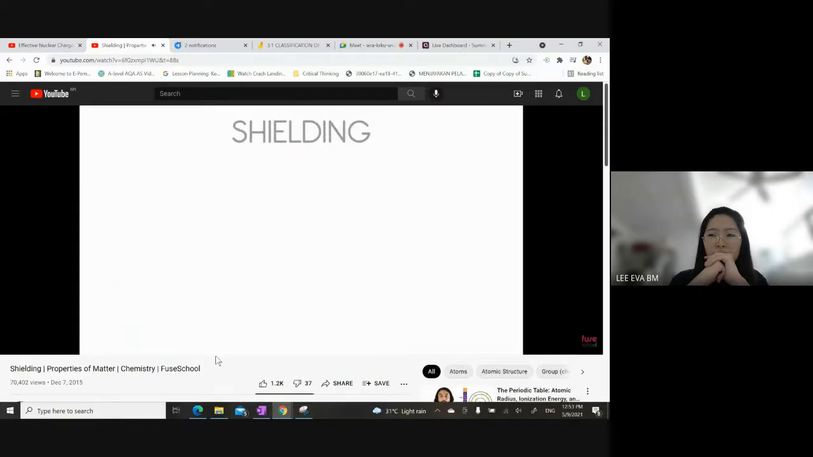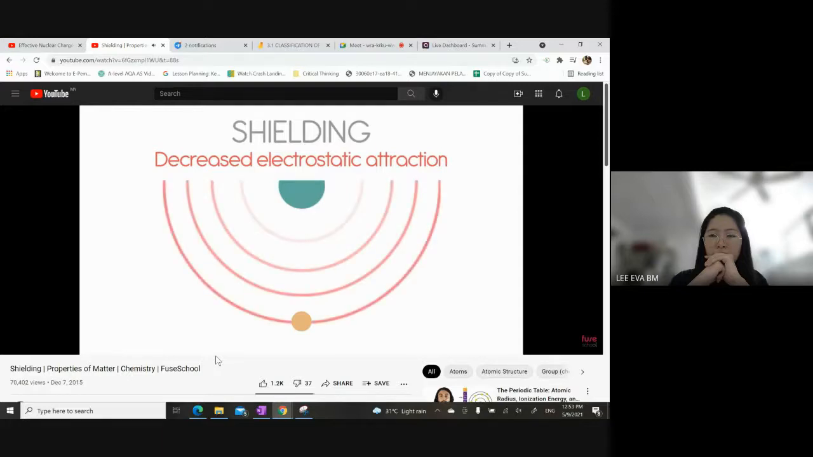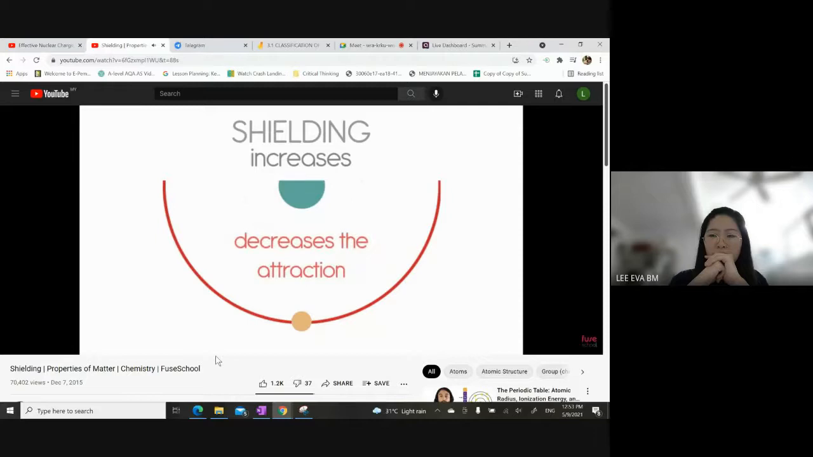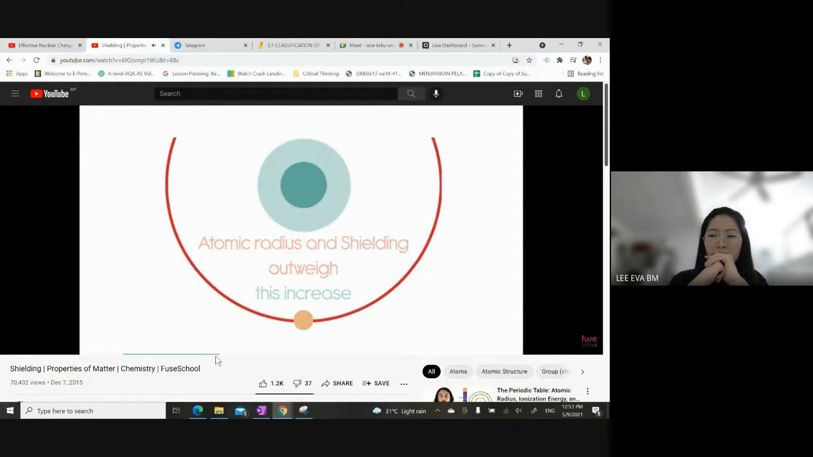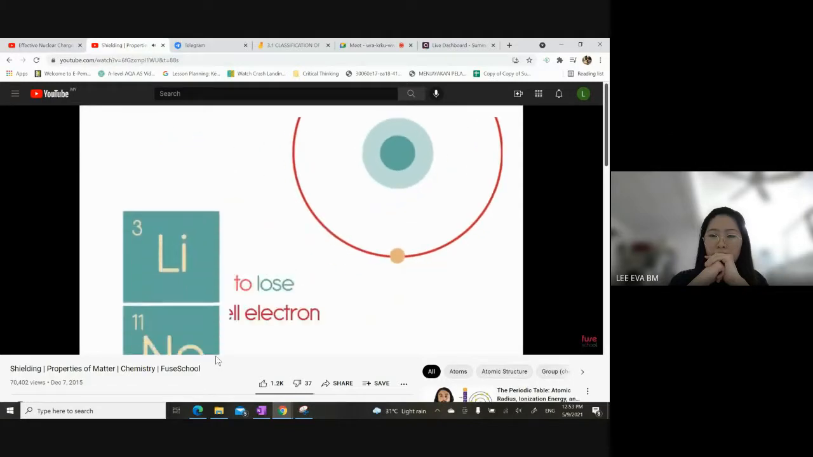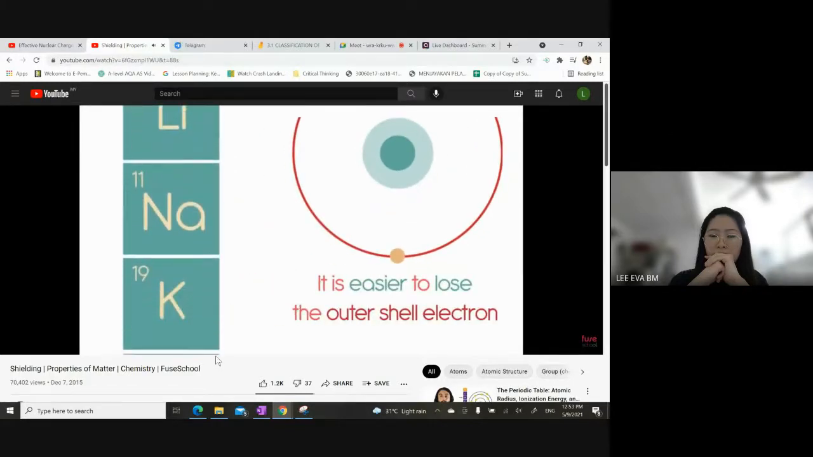Shielding is defined as the decreased electrostatic attraction between the nucleus and the outermost electrons due to the presence of additional electron shells. Shielding increases. This again decreases the attraction for the outer shell electron. Although nuclear charge increases, the atomic radius and shielding, as mentioned, outweigh this increase. So moving down the group, it is easier to lose the outer shell electron.